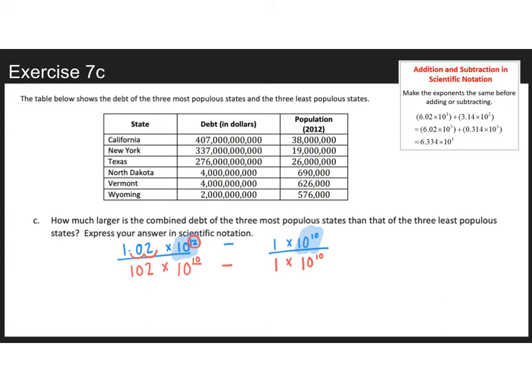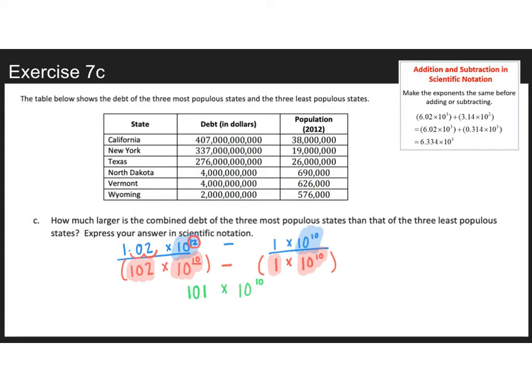Okay? From there, I subtract my actual numbers. 102, take away 1, that is 101. Okay, and then I'm just going to keep the same base exponent thing that I had before, so it'll be times 10 to the 10th, right?